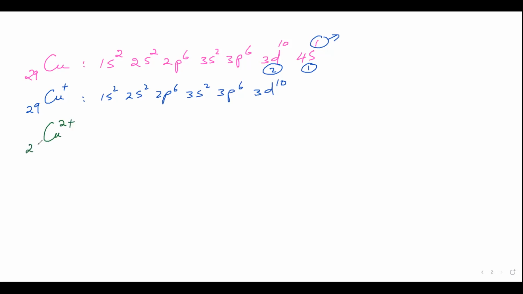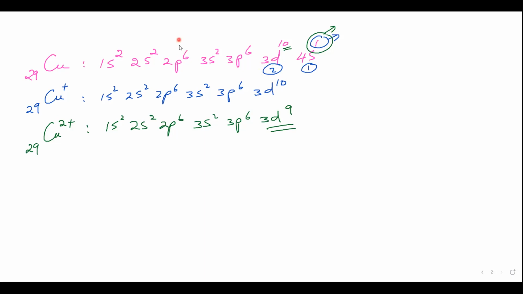Copper +2 means that we are going to remove 2 electrons. So this electron will be removed first, and then we have to remove one of the electrons in the 3d to become 1s2, 2s2, 2p6, 3s2, 3p6, and then we have 3d9 for copper +2. So in any transition metal, as we add the electrons first to the 4s and then the 3d, also on removing the electrons, we remove it from the 4s first and then the 3d.